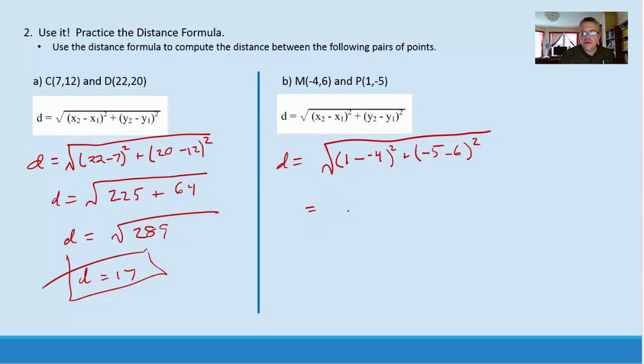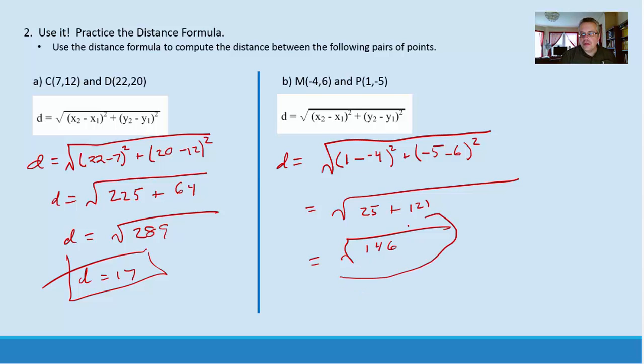Now, you can put the whole inside in your calculator. I'm going to go without that. So that would be 5 squared, which is 25. That's negative 11 squared, which is 121. And so we get d is equal to the square root of 146, which actually doesn't simplify. So again, if it were smaller, I'd hold you to simplifying or at least trying. But I'm okay with you leaving it like that for now.